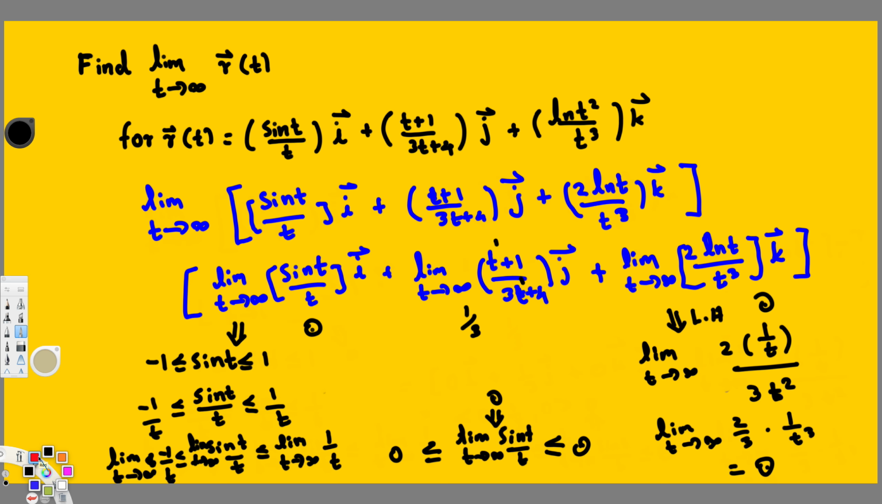So we can express our final answer as 0 in the i direction plus 1 over 3 in the j direction plus 0 in the k direction, right? Also we can write this as the vector 0, 1 over 3, 0. So this is going to be our final answer. This is the limit of this vector function.